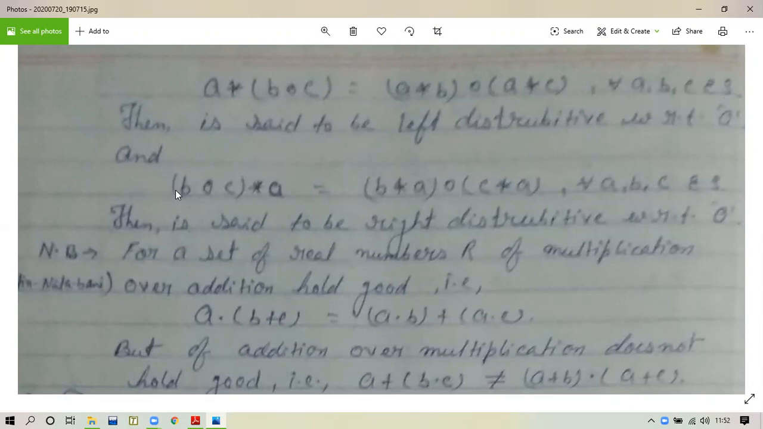Again, we can write it as B O C star A equals B star A O B star C for all A, B, C belonging to S. Then this is called the right distributive law with respect to O. For the set of real numbers R, multiplication over addition holds good. That means A into B plus C equals A into B plus A into C. But addition over multiplication doesn't hold in the real number system. That means A plus B into C is not equal to A plus B into A plus C. This is the famous example in our day-to-day life.